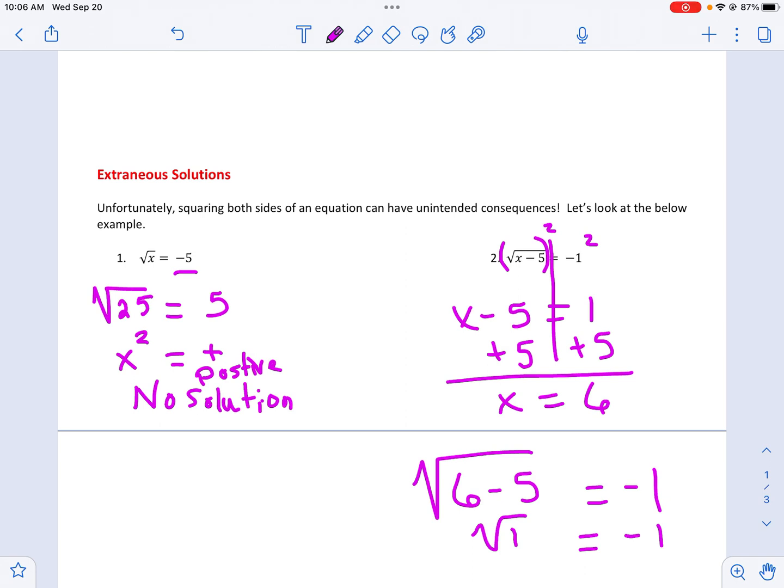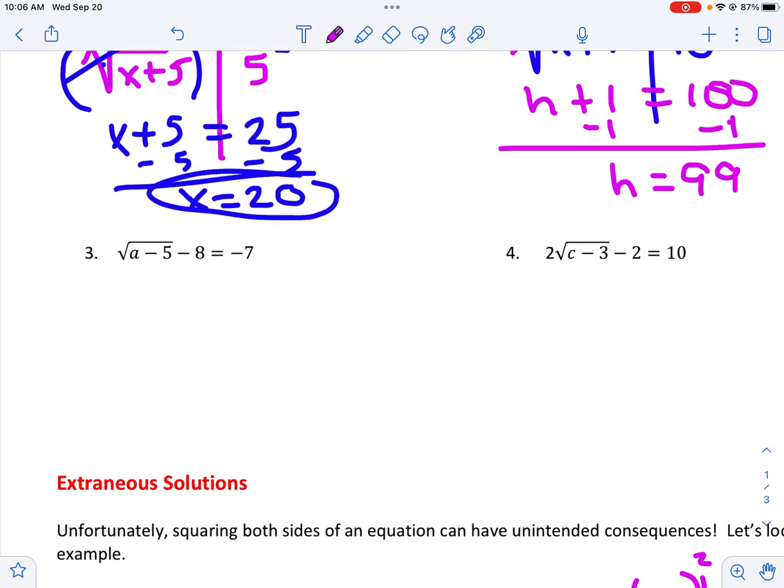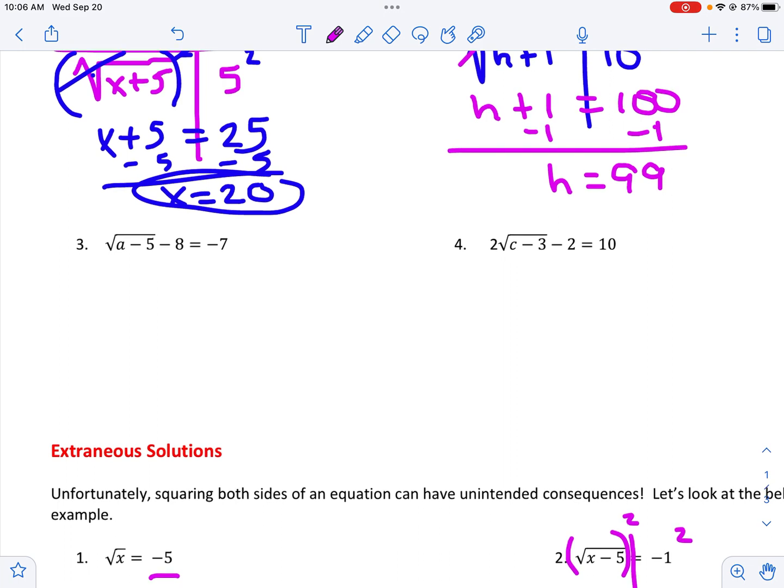There are some times when we get a solution that we put back in and it doesn't actually work out correctly because of the way the square root is. So, for instance, let's look at 3 and 4 up here and see if we can make sure that they work. Because now we have, see how we have subtractions everywhere? Now I know I'm going to have to check my solution.